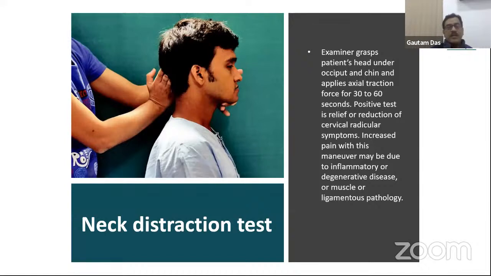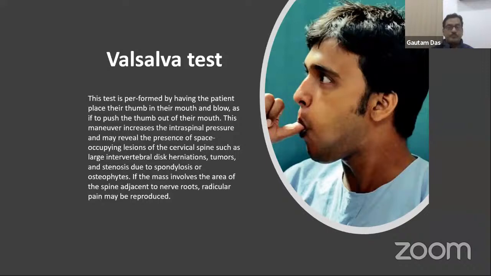Next is your neck distraction test. What we are doing, we are pulling the neck by putting one pressure under the chin, another on the external occipital protuberance, and we are keeping it for around 30 seconds, and the positive test is when the patient will be having less pain. So by distracting, we are basically relieving the pressure on the nerve root, and the patient's pain might be relieved. But it is again not specific to the root. It can also be because of the facet.